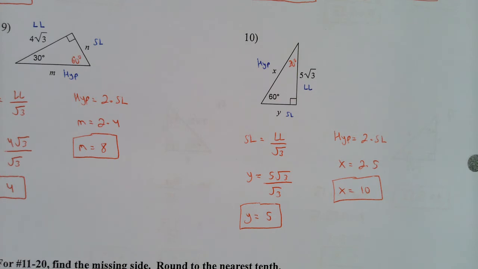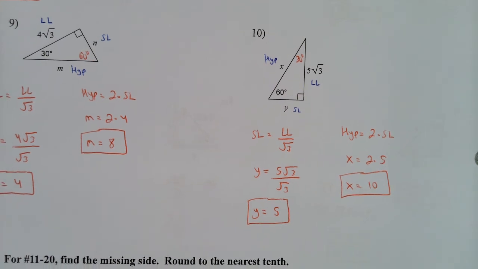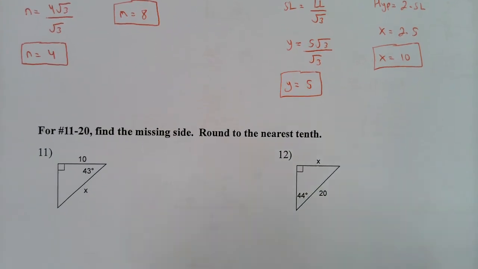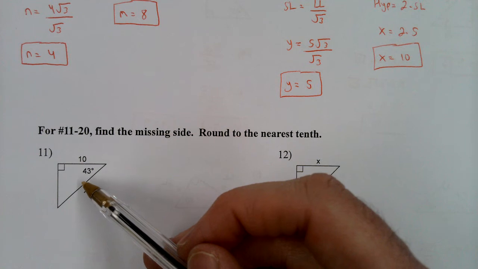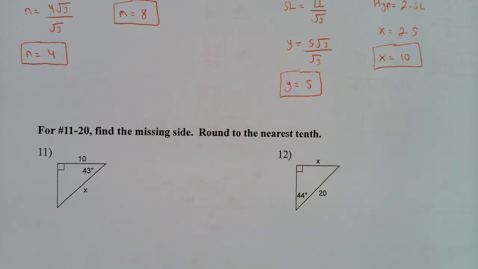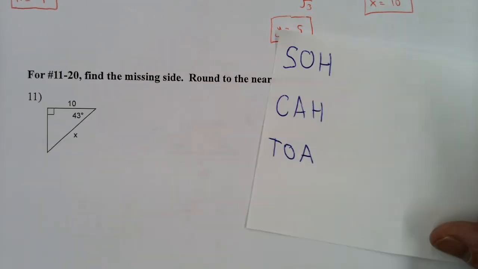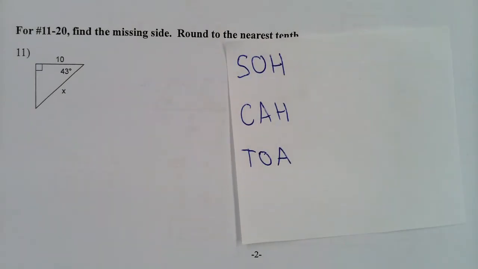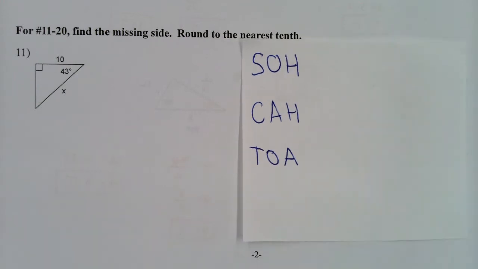Okay, so that was 1 through 10. And then 11 through 20, find the missing side. It's not a 45, 45, 90 triangle. It's not a 30, 60, 90 triangle, so you can't use those. You have to use trigonometry. So, SOH CAH TOA. So first thing you should do is figure out, is it going to be sine, cosine, or tangent?